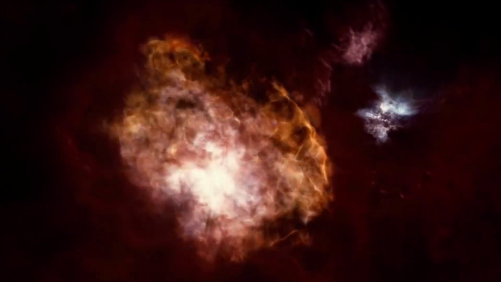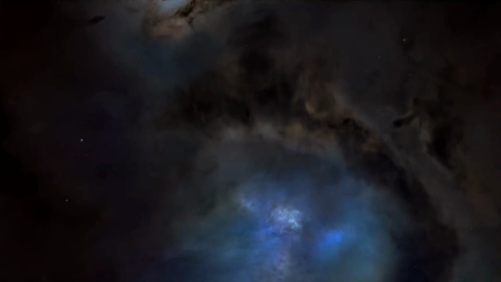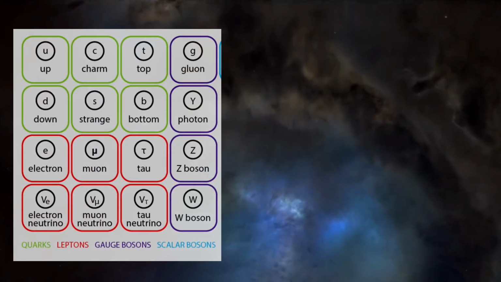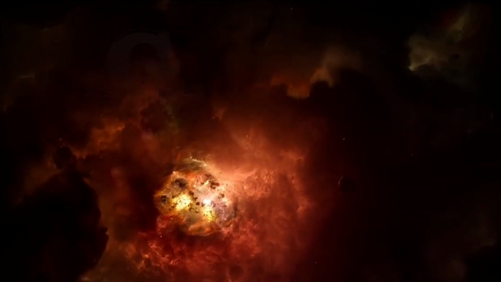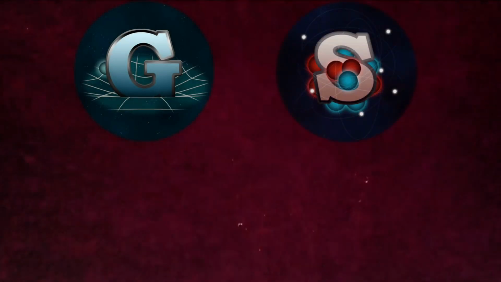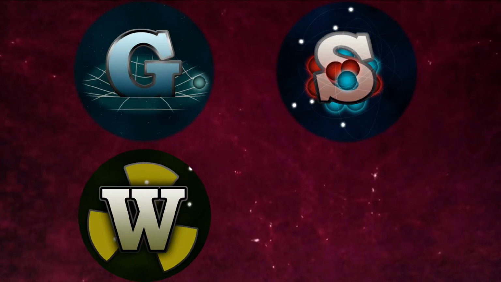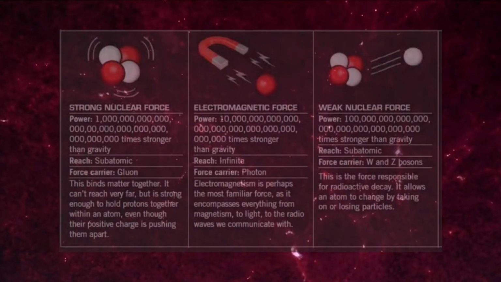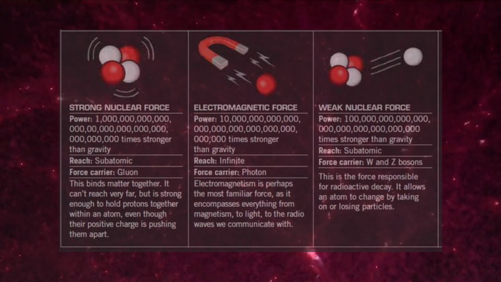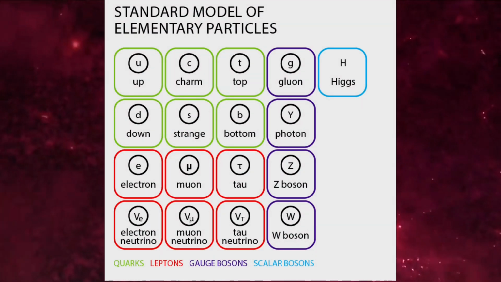This great and vast cosmos, with all the massive structures and complexes, is made and ruled by 12 particles and 4 forces. These 4 forces are gravity, strong nuclear force, weak nuclear force, and electromagnetism. Except gravity, the other 3 forces can be found in the particles table.